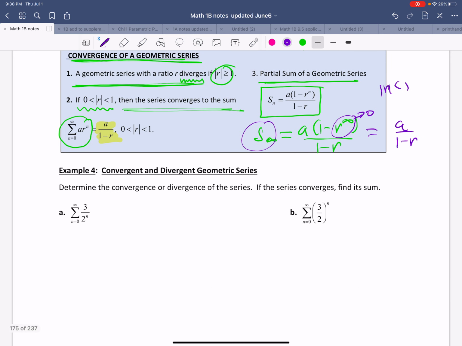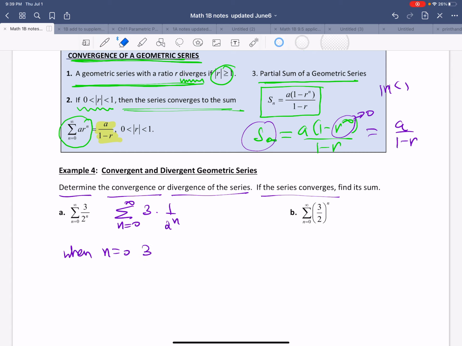Let's see some examples. Convergent and divergent geometric series. Determine the convergence or divergence of the series. If the series converges, find the sum. So here we have the summation n equals 0 to infinity of 3 times 1 over 2 to the power n. What is my first term here? When n is 0, I plug n as 0, and my first term a is going to be 3. Or we can call it a1 if you want to.